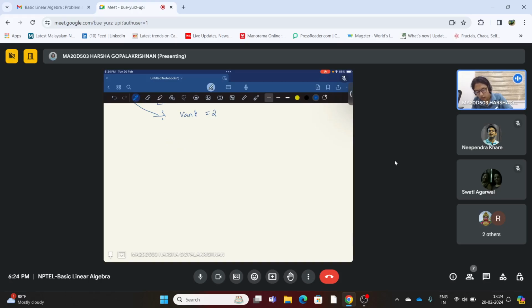Now, let me give an example. For example, 1 2 3, 1 2 4. Can anyone say what is the rank of this matrix?